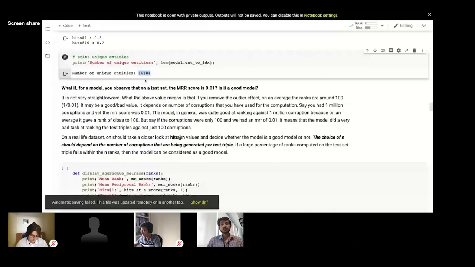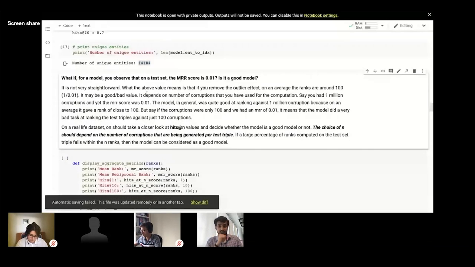Now I talked about all these metrics. So how do we look at these metric values? When I say MRR is some value, like say 0.01, is it a good model or a bad model? I said the closer it is to one, the better. But the further it is, it's very difficult to determine how good the model is. It's not very straightforward. 0.01 may be a good model. It depends on how many corruptions you are using per triple.